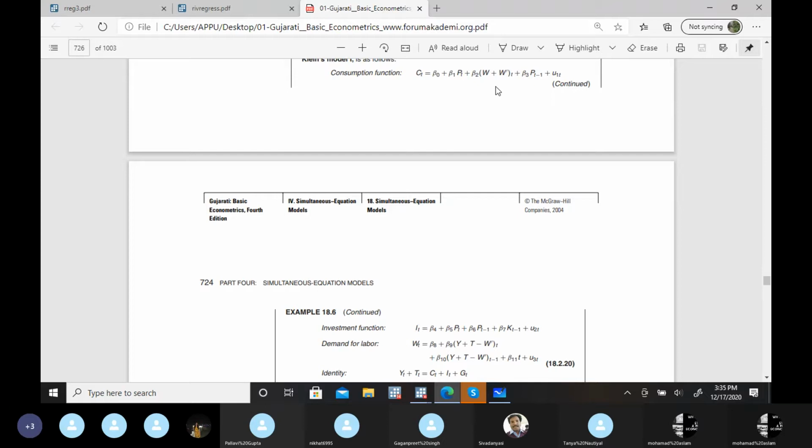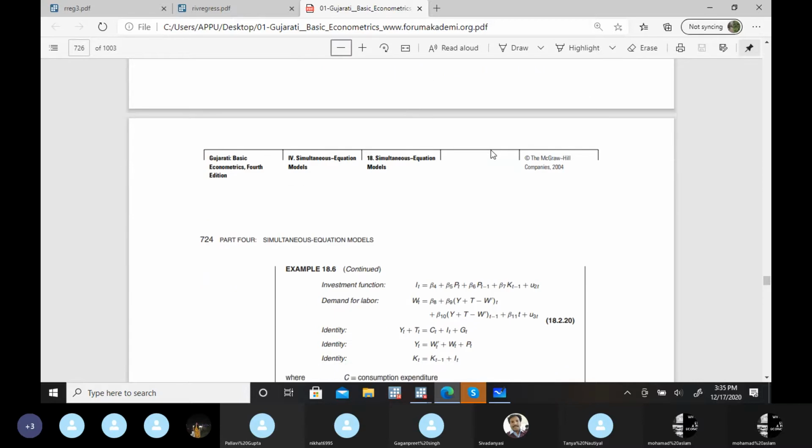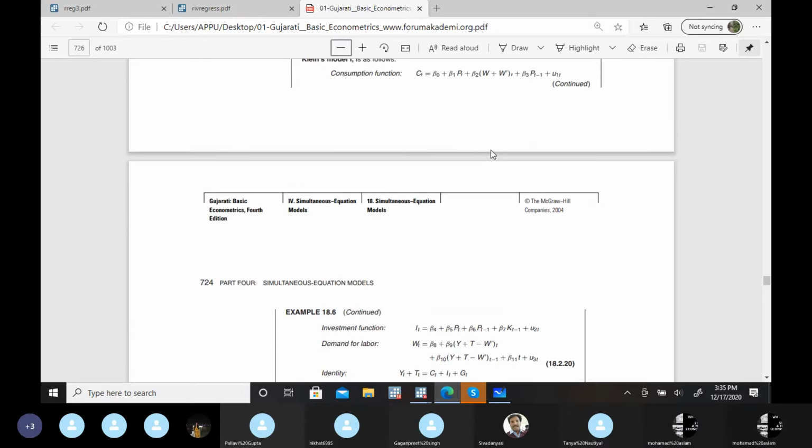Anyone for the first condition? For over identified, the thing is K minus k is greater than, I said less than, it's greater than. If it's less, that's the unidentified case. So in the first case, what are the endogenous variables here? You have to take care of all these equations. How many predetermined variables are here in the first equation?